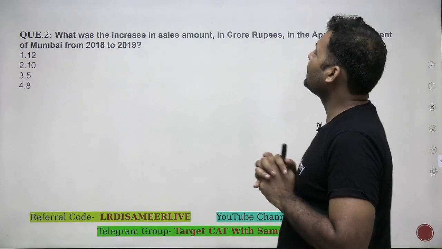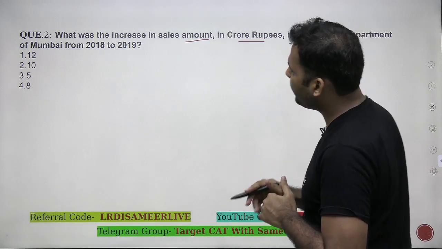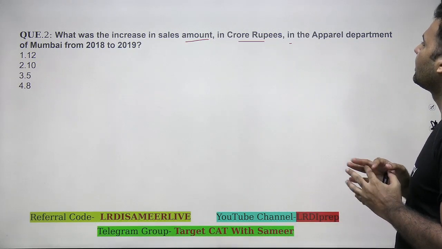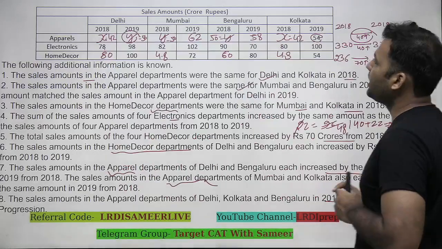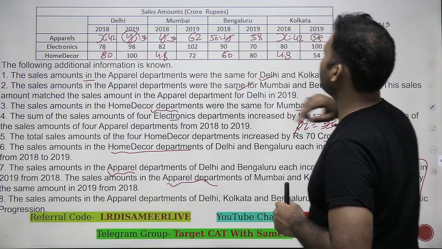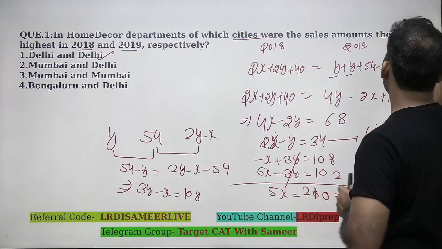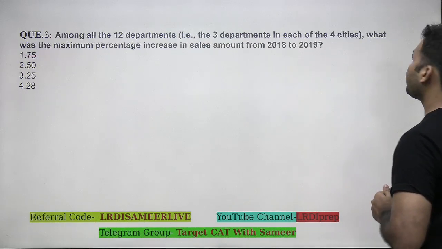What was the increase in the sale amount in crore rupees in the apparel department of Mumbai from 18 to 19? Mumbai apparel department, 18 to 19, is 50 to 62. That is an increment of 12 crore. So the answer would be the first option.